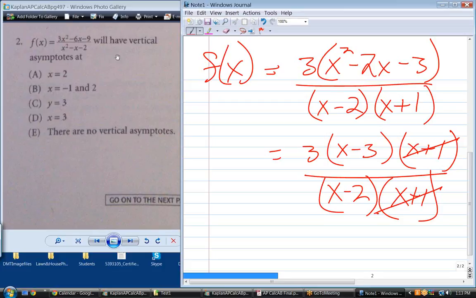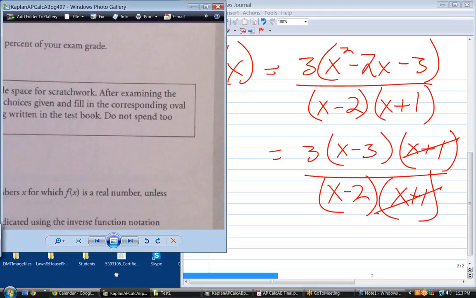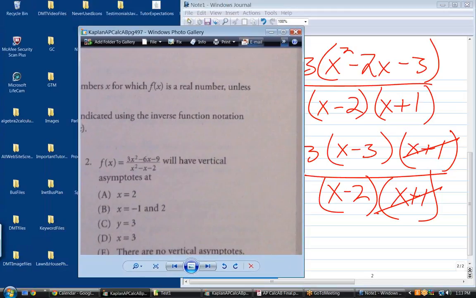This would be an easy one to miss if you factored only the denominator. You want to make sure you factor both, just in case something cancels.